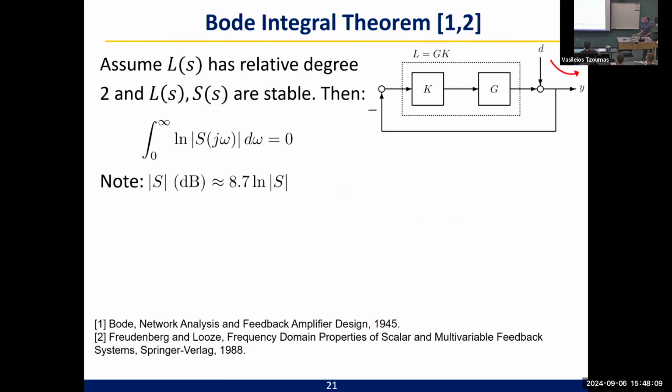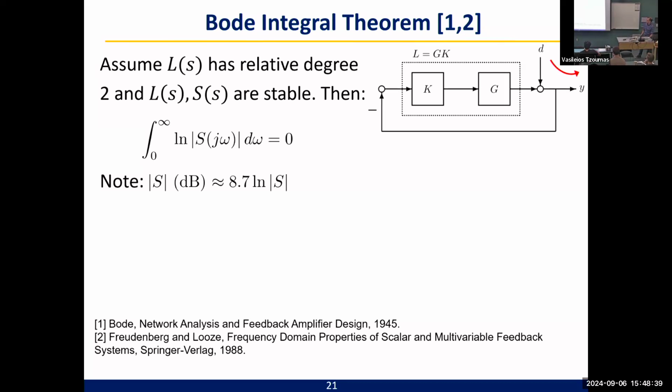It's a consequence of the Bode integral theorem, which says that if the loop, which is the product of G and K, has a relative degree of 2, and the loop itself, G and K, are stable, and the closed loop is stable, then this integral here is exactly equal to 0. And if you want to do this in units of dB, the same thing holds. The constant of dB just changes the scaling constant in front. You still get a 0.